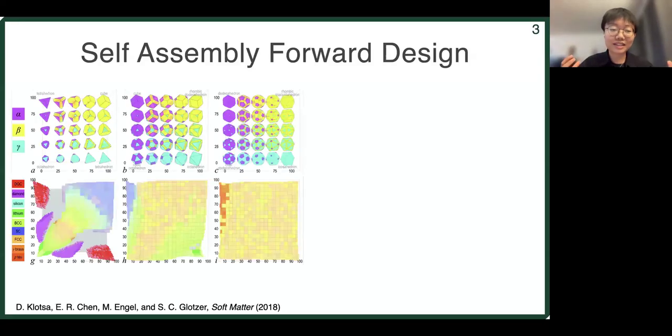Here's a nice example where they were looking at different shapes. They used three different parameters to describe this family of shapes, ran all these different simulations, and looked at the final structures. They found a lot of really nice structures. But there's some problem with this.